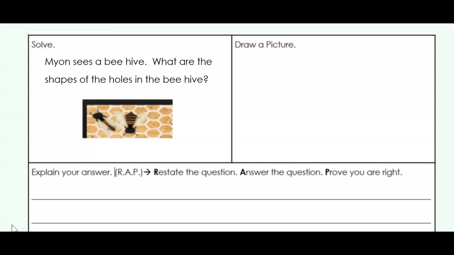Today's shape was a hexagon. If you wrote hexagon, pat yourself on the back. A hexagon has 6 sides and 6 corners or angles, and it is not a quadrilateral.